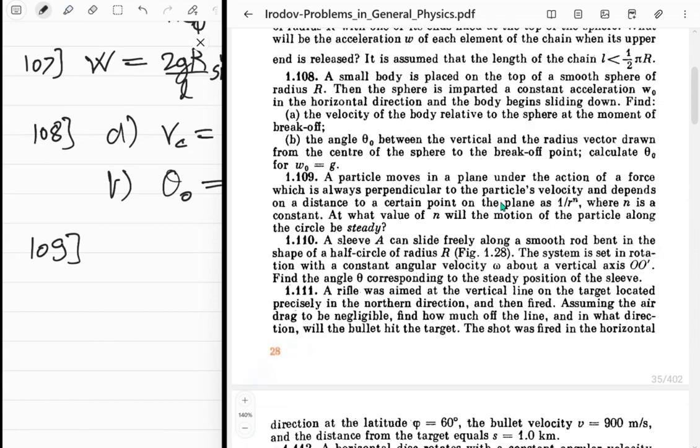A particle moves in a plane under the action of a force which is always perpendicular, but complex numbers. That's it. Whenever I see this kind of thing, where depending on velocity you have a force, the direction of the force varies. I'm just going to do this. It depends on the distance to a certain point on the plane as 1/r^n, where n is a constant. At what value of n will the motion of the particle along the circle be steady?